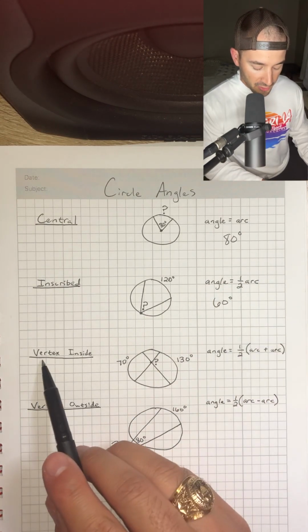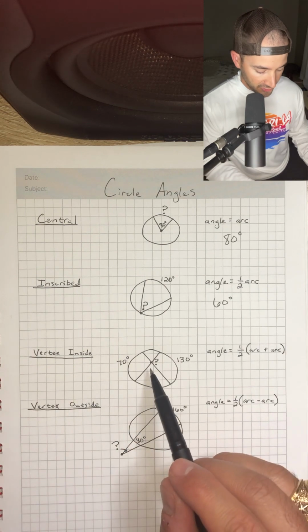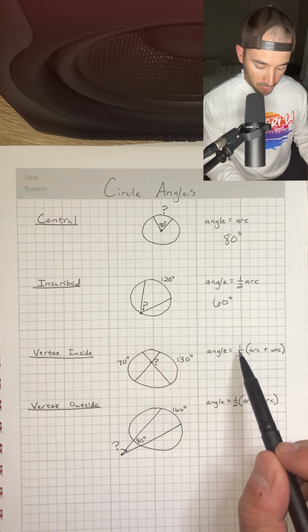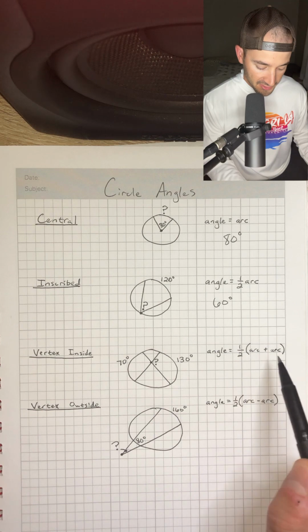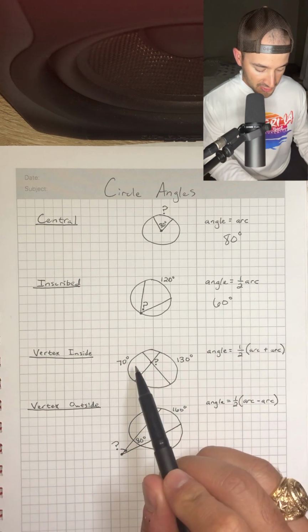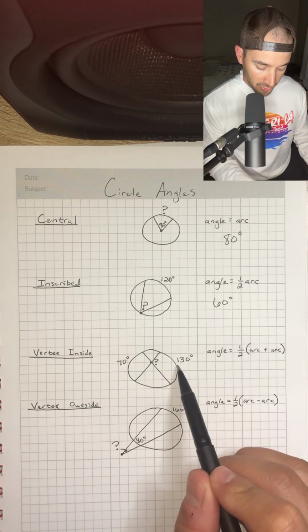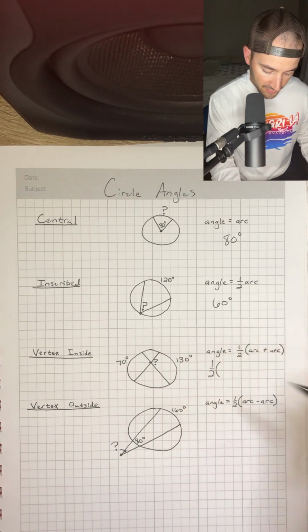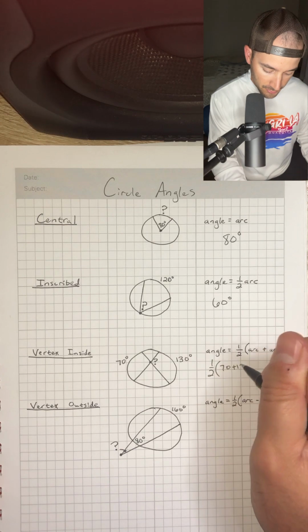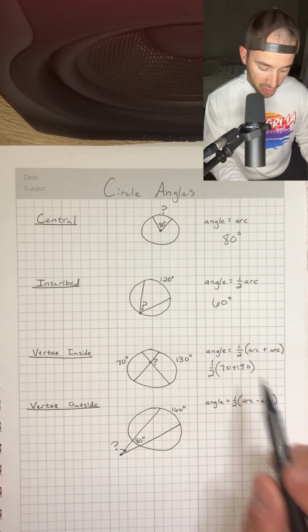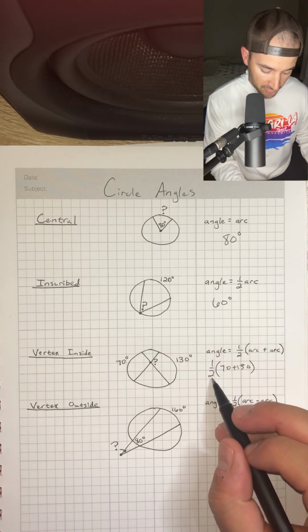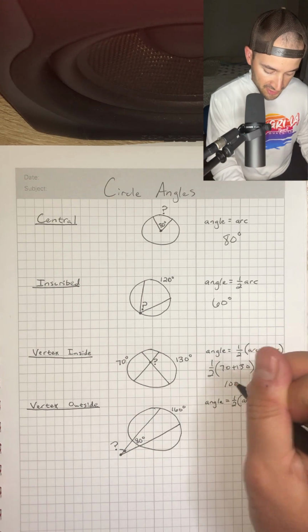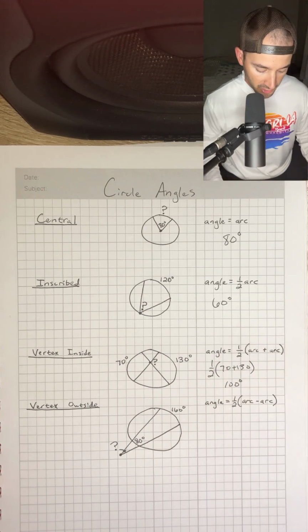When we're dealing with a vertex inside kind of angle, our angle is going to be equal to 1/2 times arc plus arc. So if we have two arcs on either side of 70 degrees and 130 degrees, we would find the missing angle by doing 1/2 times 70 plus 130. 70 plus 130 is 200, and half of 200 is 100. So that means our missing angle would be 100 degrees.